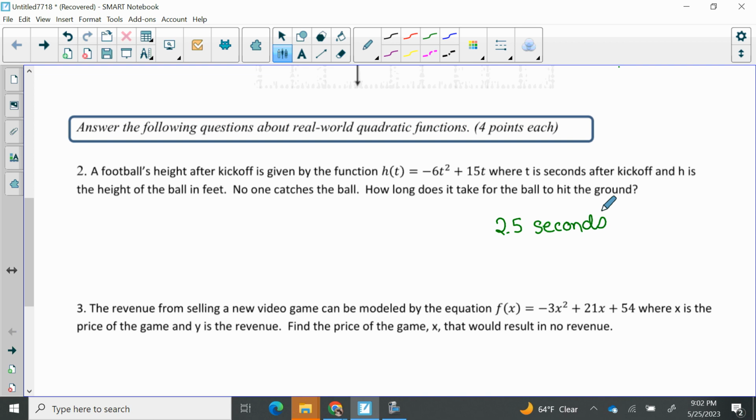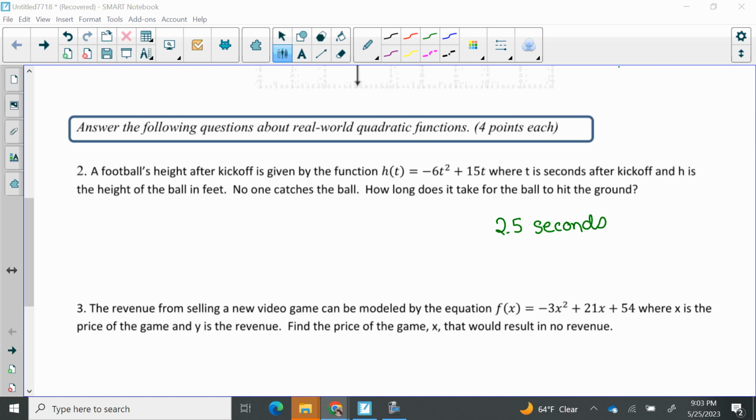Okay, the revenue from selling a new video game can be modeled from this equation, where x is the price of the game and y is the revenue. Find the price of the game that would result in no revenue. So that means revenue is our y value, right? And so we want, again, where y is equal to 0, which is our x-intercept. So again, I'm going to put this in. It's -3x, sorry guys, -3x squared plus 21x. I know I'm going to forget it if I don't put it in there. Plus 54.